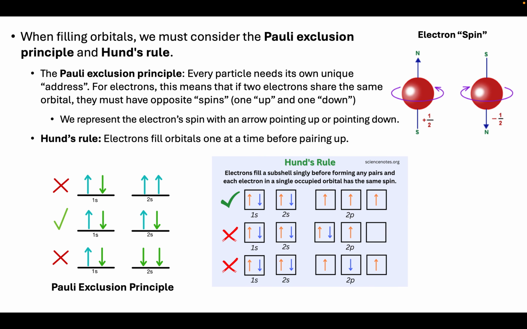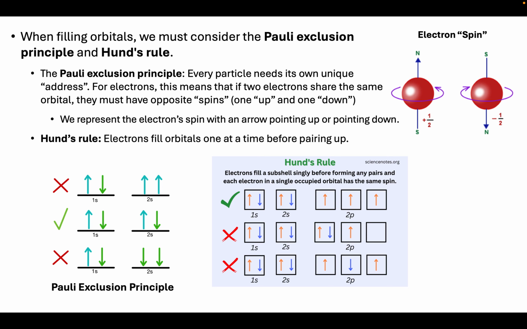To properly fill out our orbitals, we have to consider 2 rules, Pauli exclusion principle and Hund's rule. You don't need to know what these are called, but you are expected to apply them, so we're going to talk about it. All right, the first one, Pauli exclusion principle, says that each particle needs its own unique address, place. So for electrons, that means if 2 electrons are sharing the same orbital, as we know that they do, the difference in their, quote, address is going to be what we call their spin.